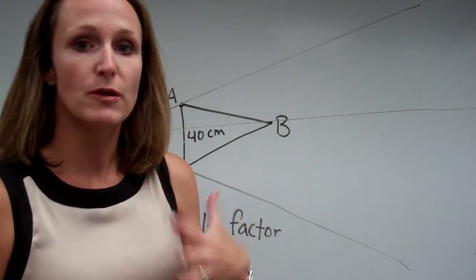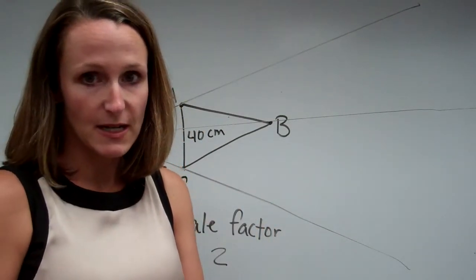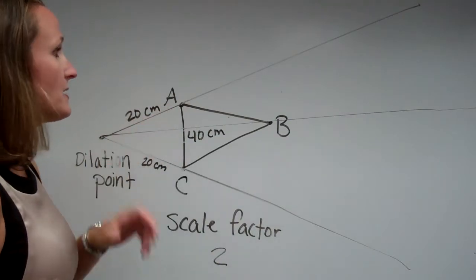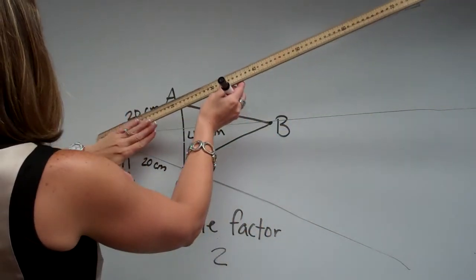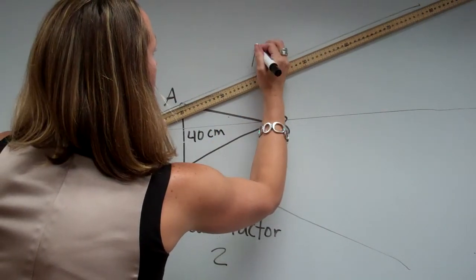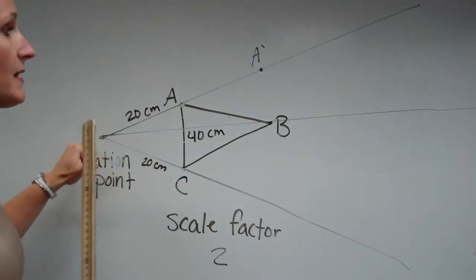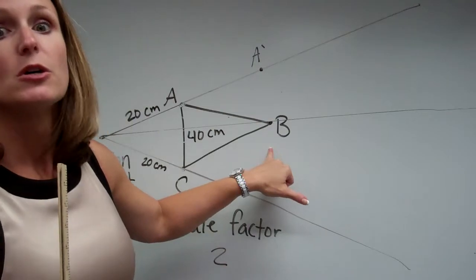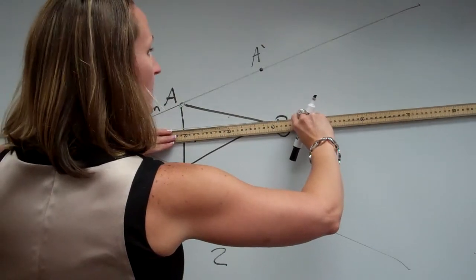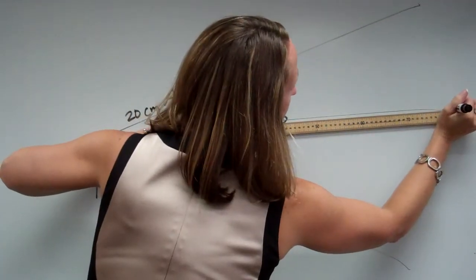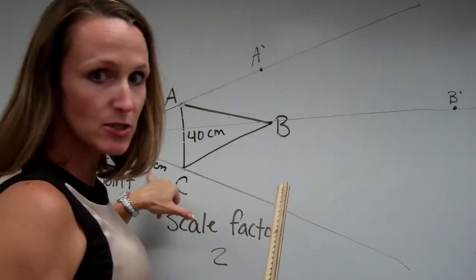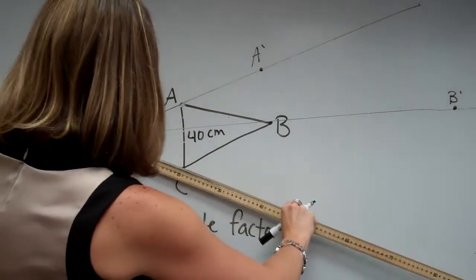So to find where my new image will be, I'm going to multiply the distance from my dilation point to each vertex. For A, our distance was 20, so to get to A prime, 20 times 2 gives us 40. So A prime will be right here. From the dilation point to point B, it was 40 centimeters, so to get to B prime, we go 40 times 2, which is 80. Point C was 20 centimeters again, so we do 20 times 2, or 40 centimeters away.